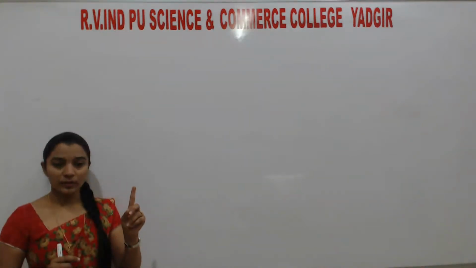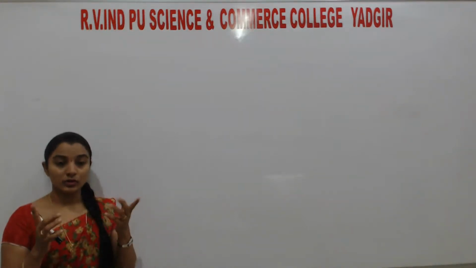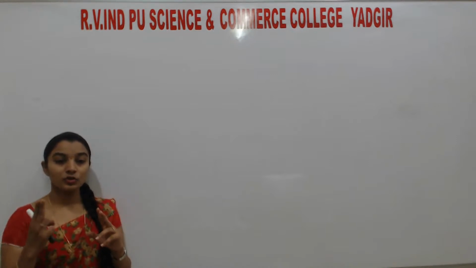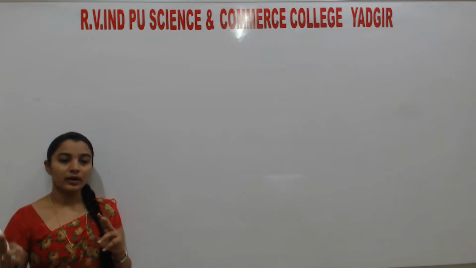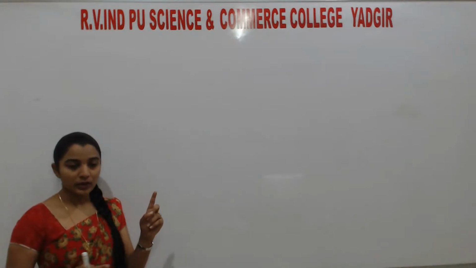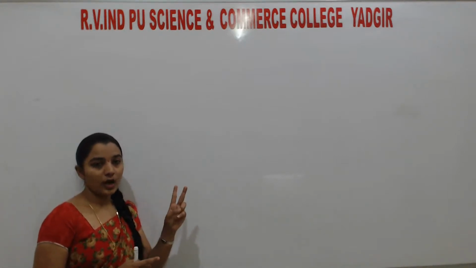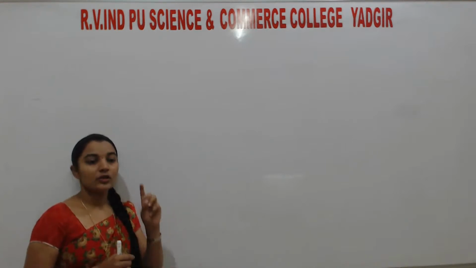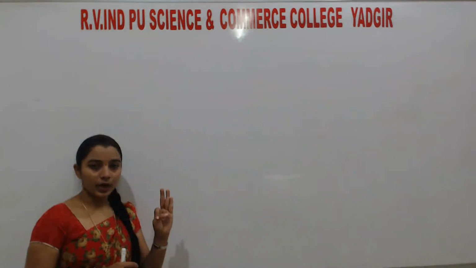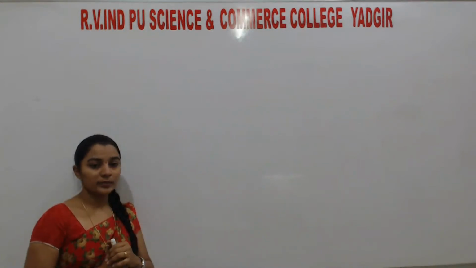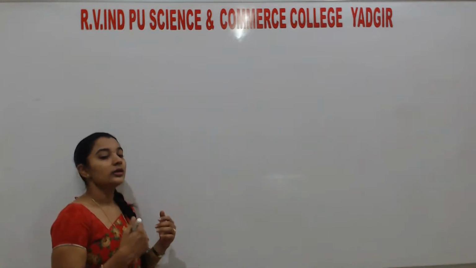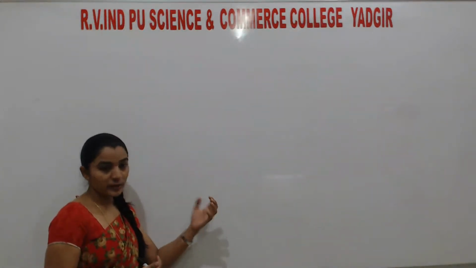Because one s orbital mixes up with one p orbital, they form two sp hybrid orbitals. One s orbital mixes up with two p orbitals, they form three sp2 hybrid orbitals. One s orbital mixes up with three p orbitals, it forms four sp3 hybrid orbitals. So this is how the hybridization takes place initially.